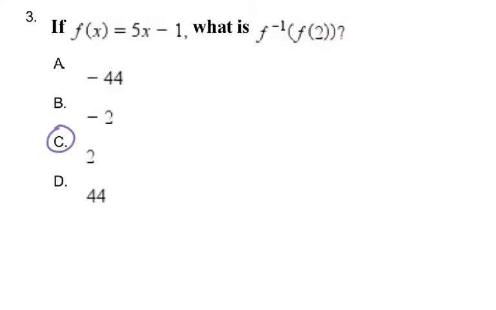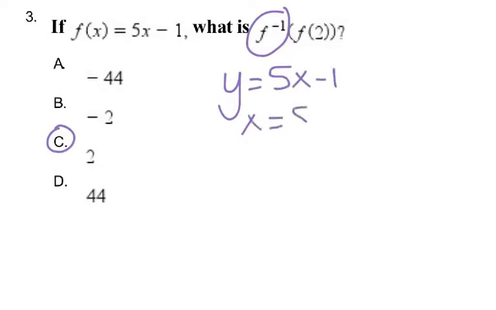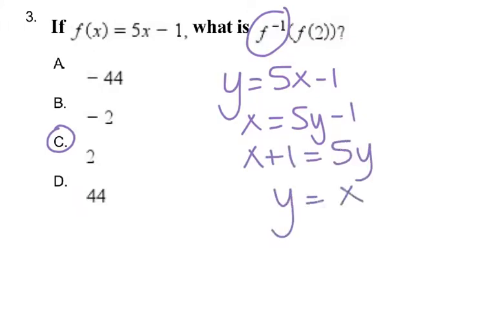This one is talking about a composition of functions. It's also referring to the inverse. It doesn't give you the inverse, so you have to find it. The first thing we're going to do is change f of x to y. We're going to switch the x and the y, and then get the y by itself. So x plus 1 equals 5y. So I'm going to say y equals x plus 1 over 5. And remember, this is the inverse.